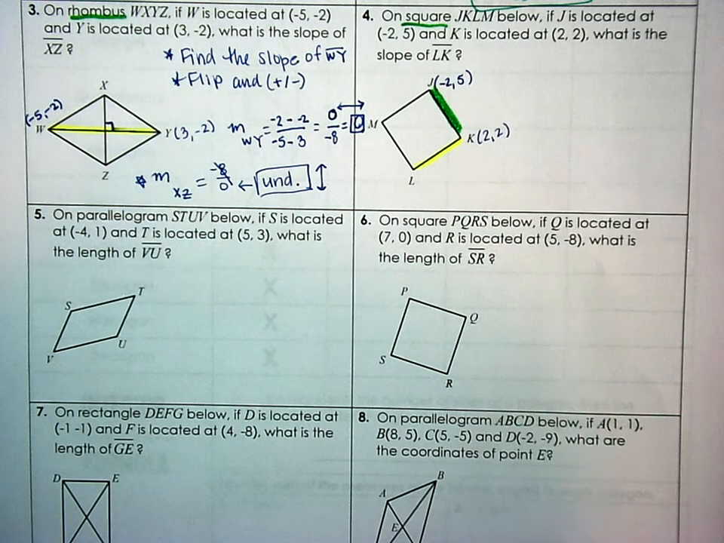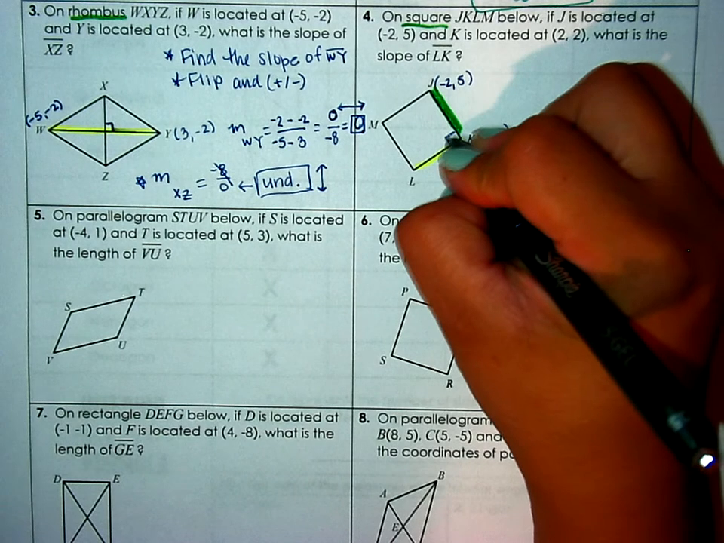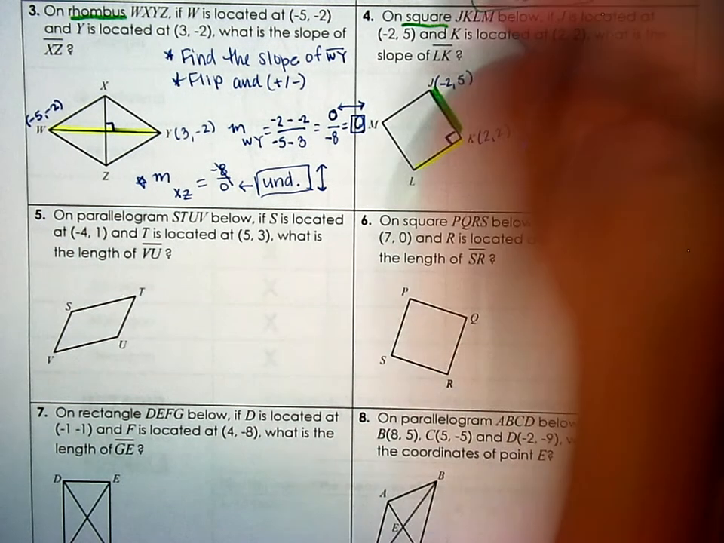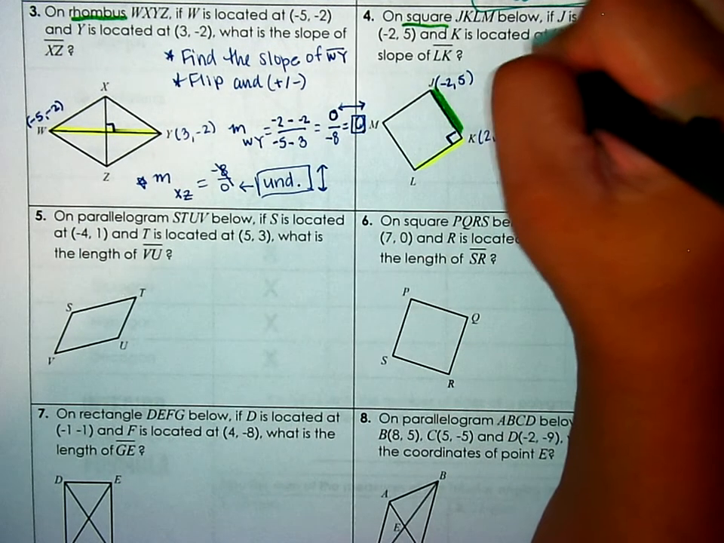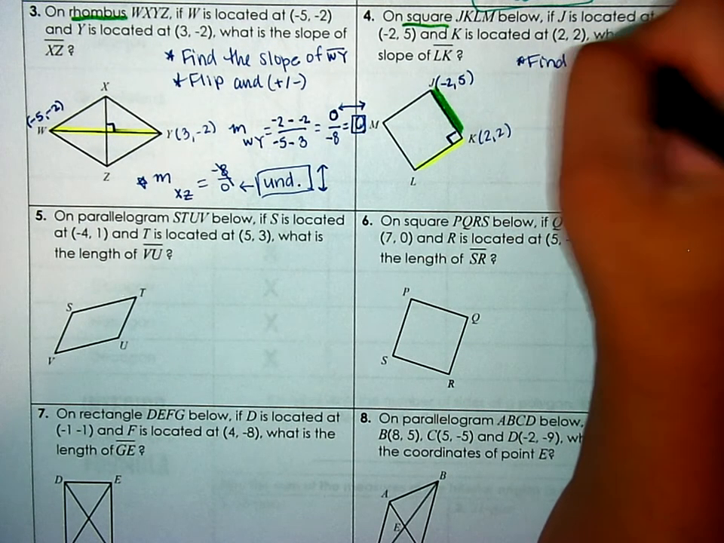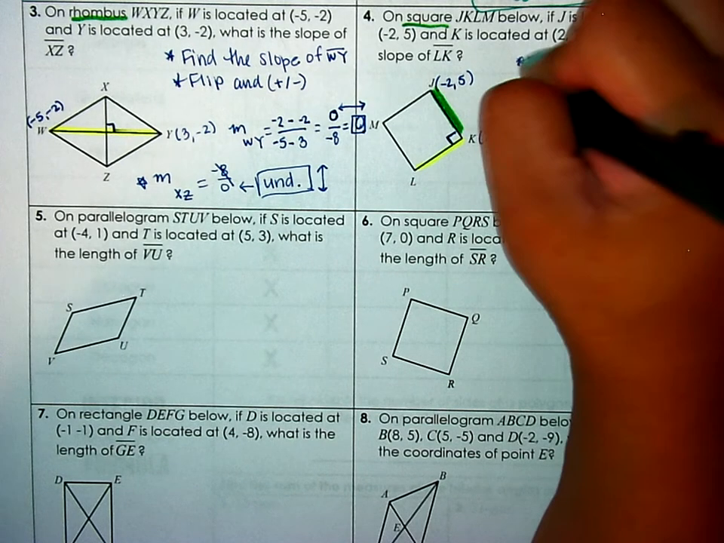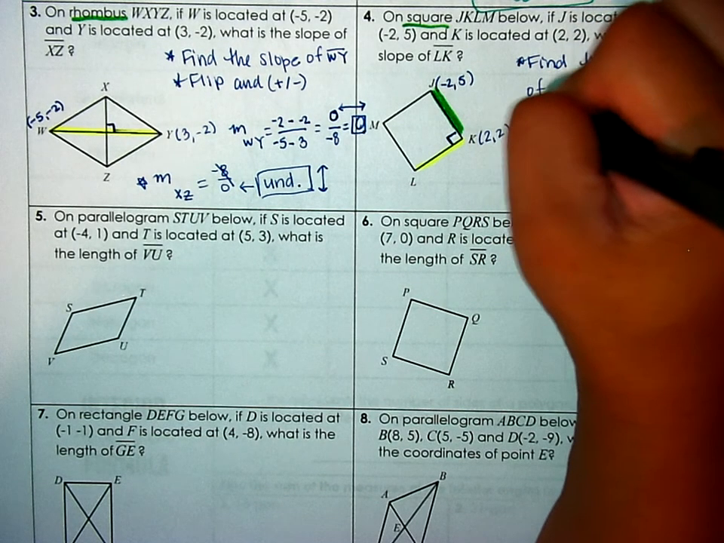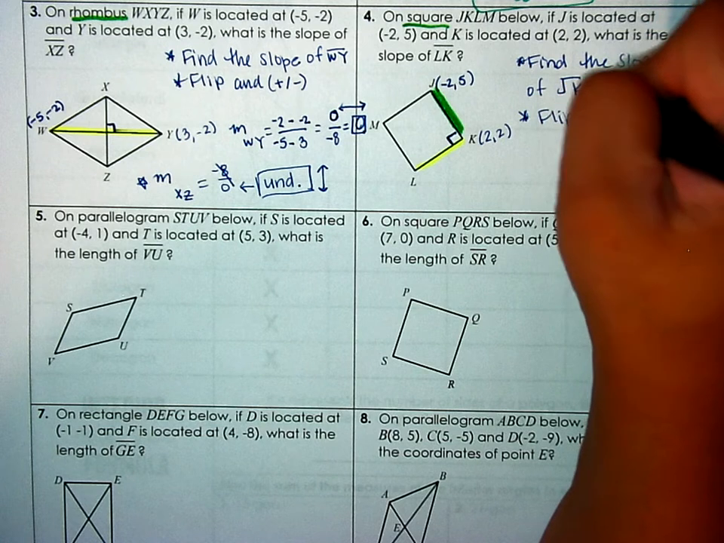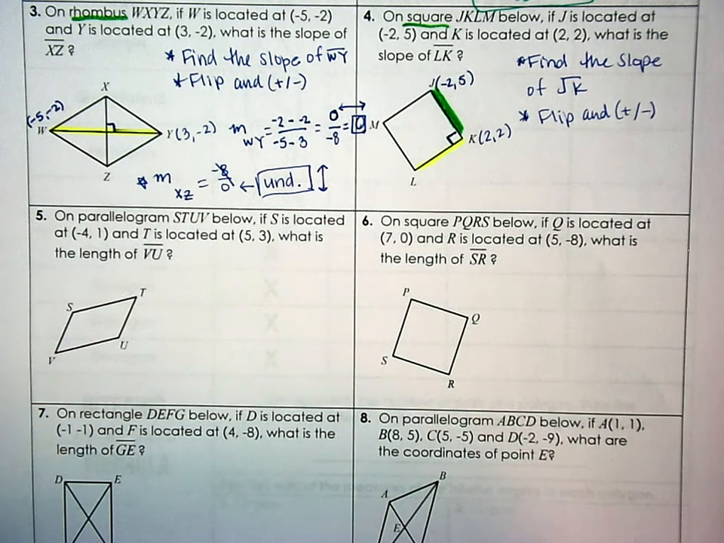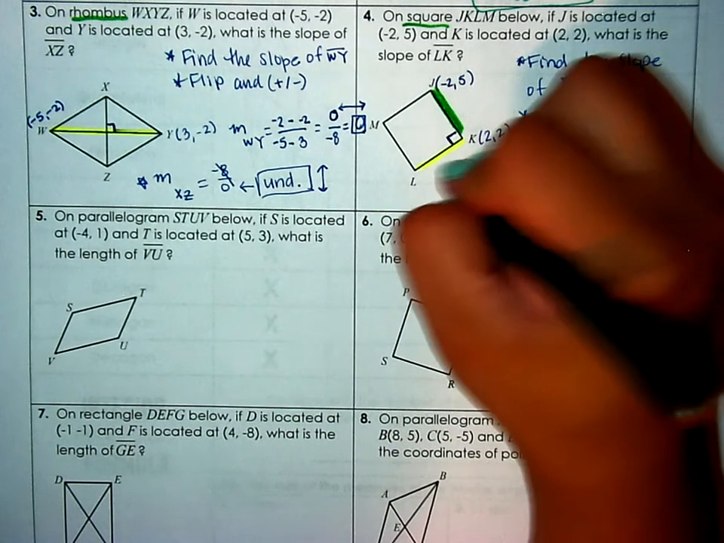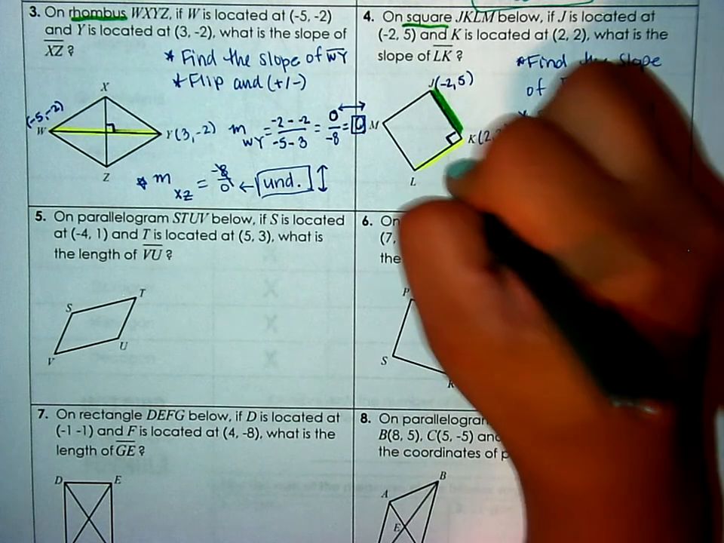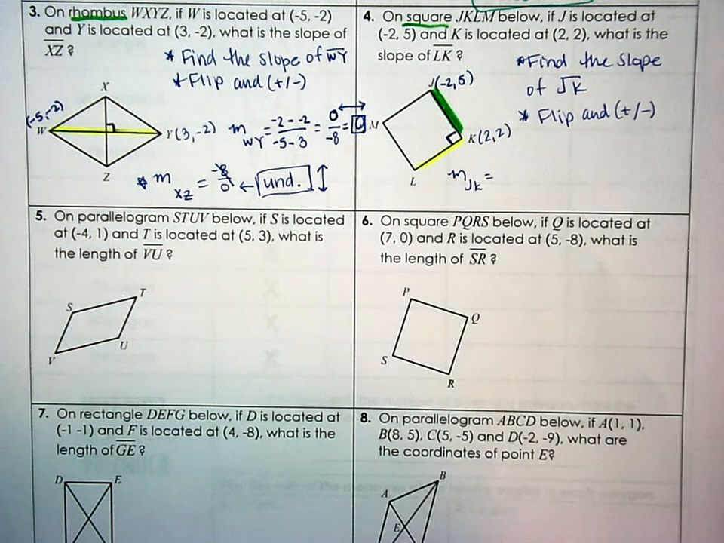Now remember, just like a rectangle, they meet up at 90 degrees. So what we're going to do is we're going to find the slope of JK, and then you're going to flip and change the sign. Once you do that, you'll have the answer. So again, if you want to pause it here, see if you can find the slope of JK using the points that they gave you there.